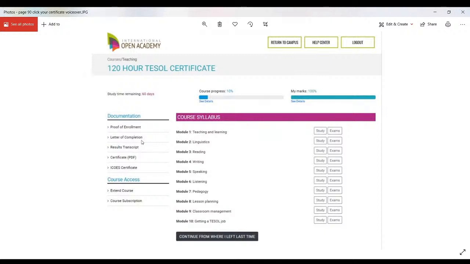Next is letter of completion. Ito importante rin to. So, print, then print to PDF. Okay, next, results transcript. Ayan, makikita nyo na yung score nyo, each module, right? Okay, certificate, mada-download siya right away. Okay, PDF siya. So, print to PDF then save to desktop. Alright, or dun sa folder nyo. Tapos, itong ICOES certificate. Mabuview nyo lang siya, pero hindi nyo siya mapiprint. So, it's up to you if you want to order it. Okay, click nyo lang yon.